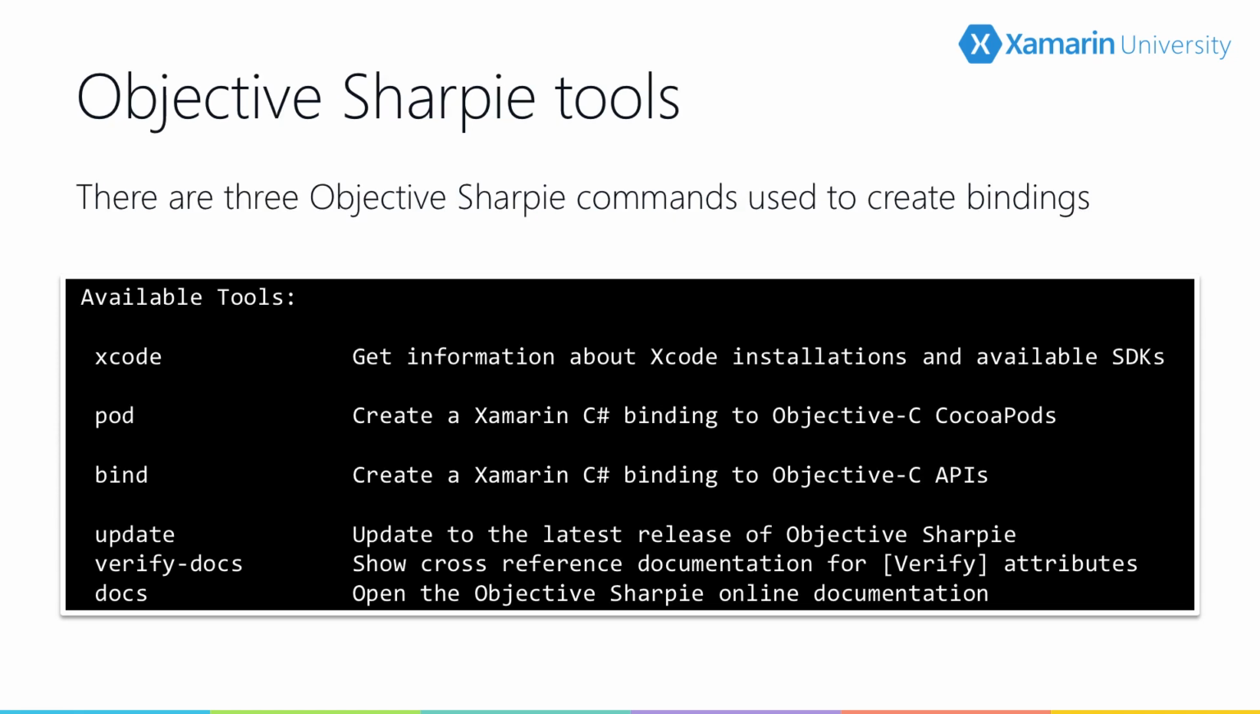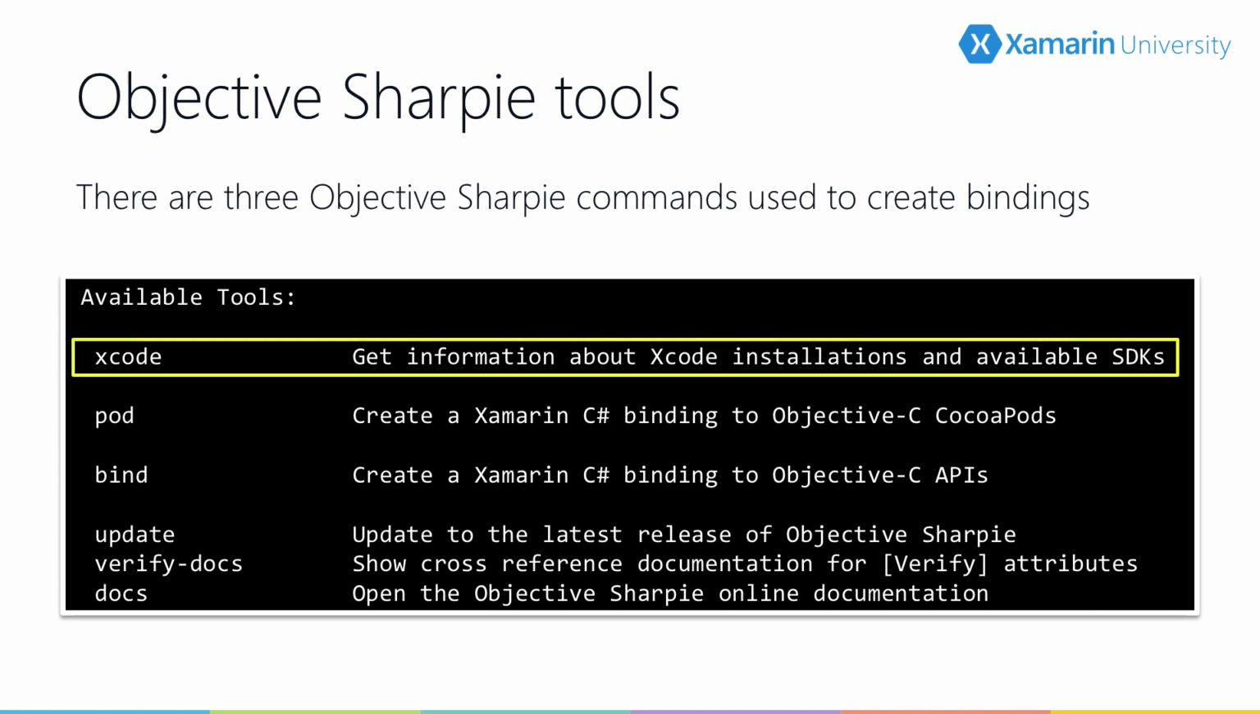The usage output of the help command is very useful in terms of managing bindings and indicative of the type of projects that you are able to parse using Objective-Sharpie. There are three main items I would like to highlight. The first is Xcode. So this option provides information about the current Xcode installation and the versions of iOS and Mac OS SDKs that are available on your machine. You will use this information later when generating bindings.